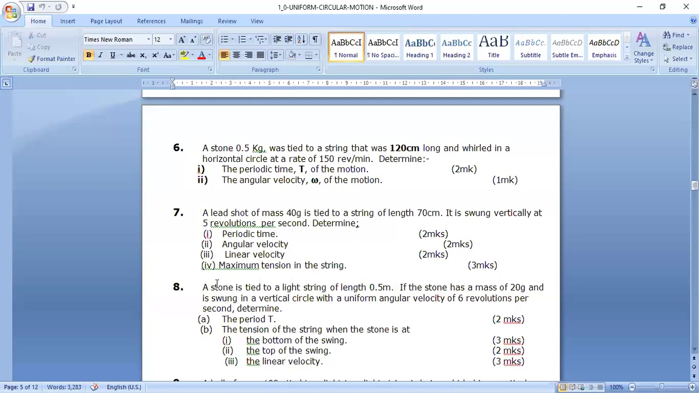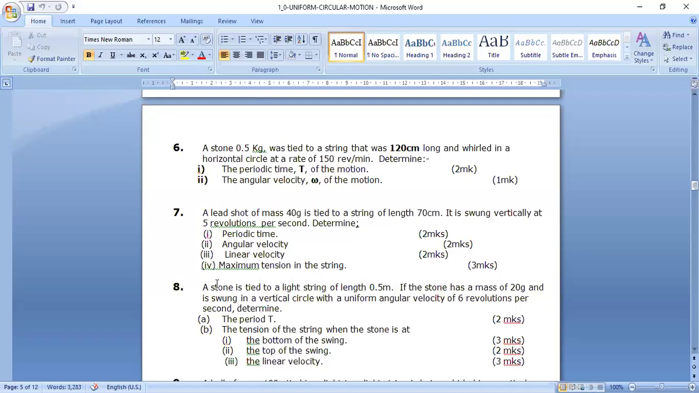Therefore, we know from waves that T equals 1 over f. Therefore, the periodic time T is 1 over 2.5, which gives us 0.4 seconds. That's the periodic time.